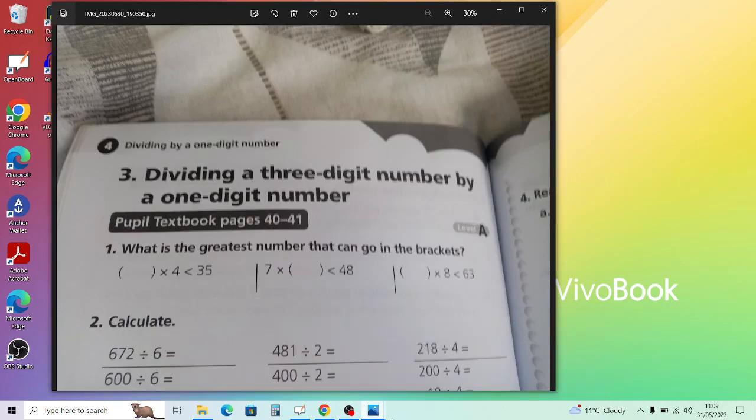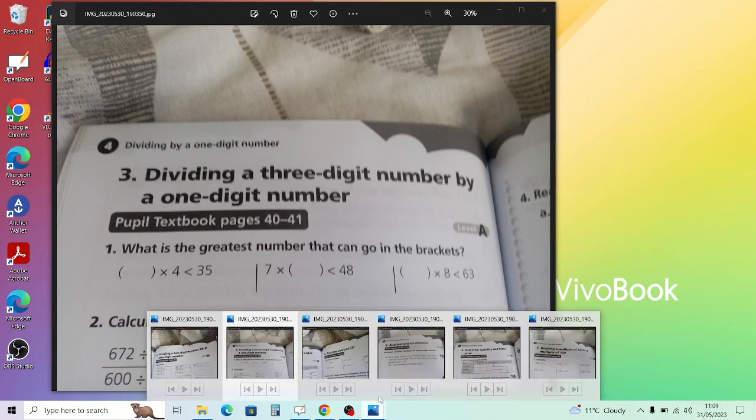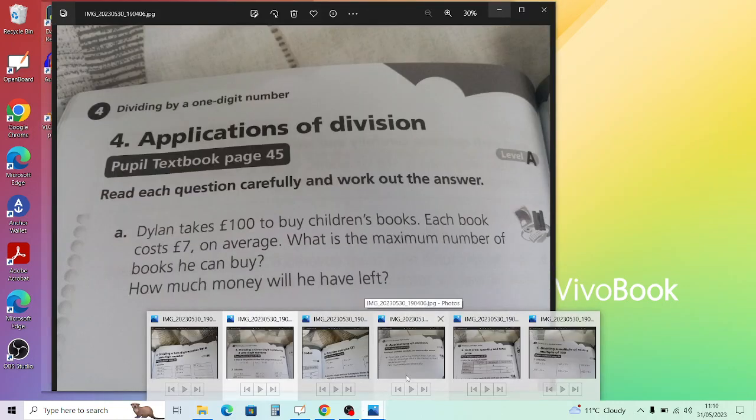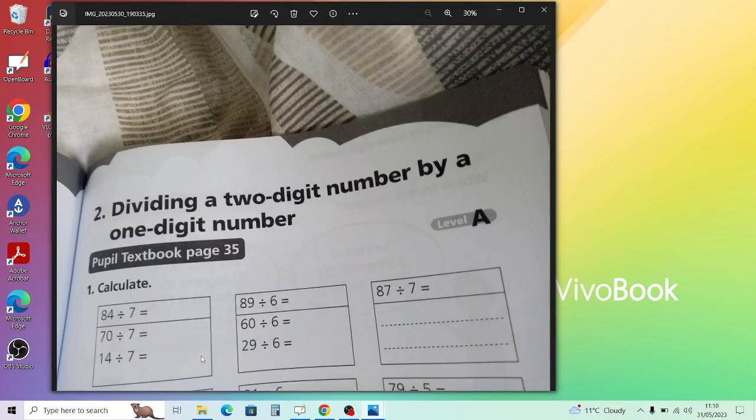And so we have the number 2. And number 2 is called dividing a 2-digit number by a 1-digit number. So that's this one here. So calculate the following: 84 divided by 7. And the way to do that is by splitting the 84 into 70 and 14, because 70 plus 14 makes 84, and 70 divided by 7 is 10, and 14 divided by 7 is 2, so it's 10 plus 2, that's 12. So 84 divided by 7 is 12.